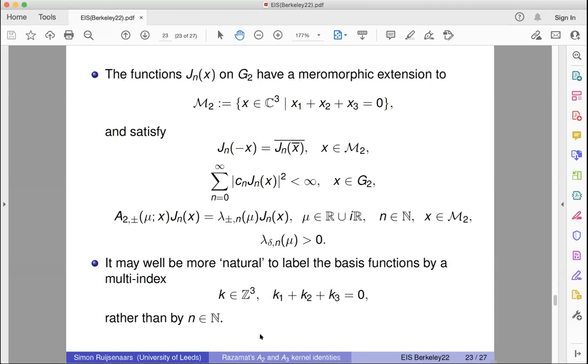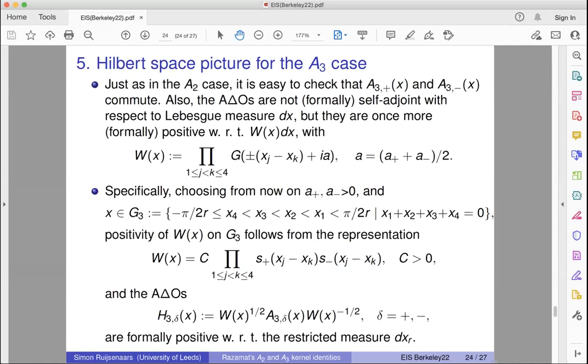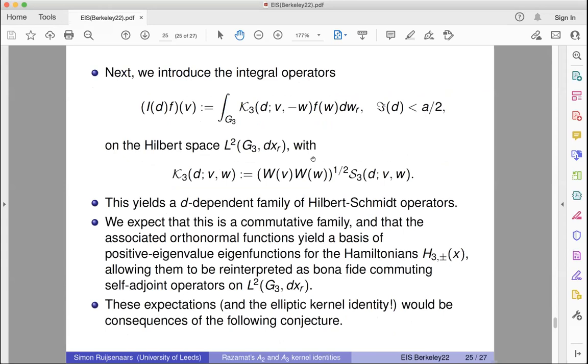And the A3 case is quite similar. So again, that these two commute is just very easy to verify, just the quasi-periodicity of the coefficients. Again, you need this weight function that Shlomo already has. And it gives you again this simpler form with a different C. We have this restricted configuration space. So we need now this similarity transformation and now the strictest Lebesgue measure on a hypersurface in R4. And these are now the Hilbert-Schmidt operators.